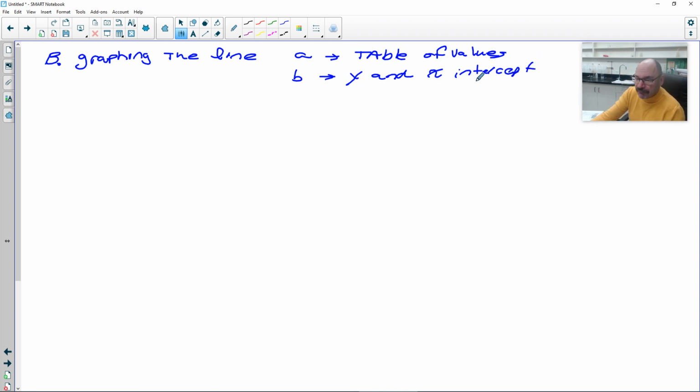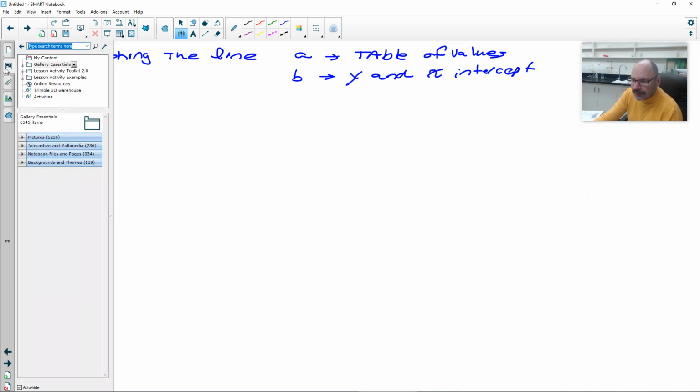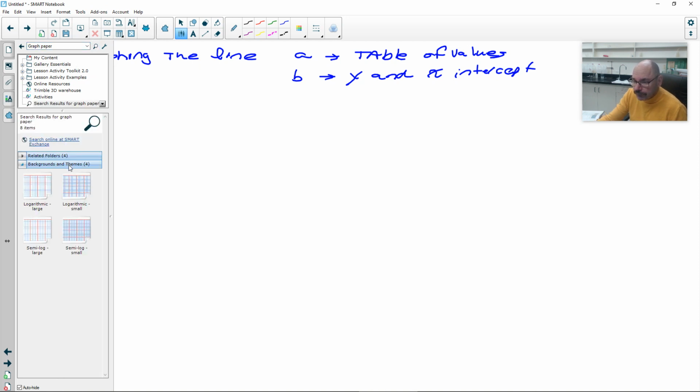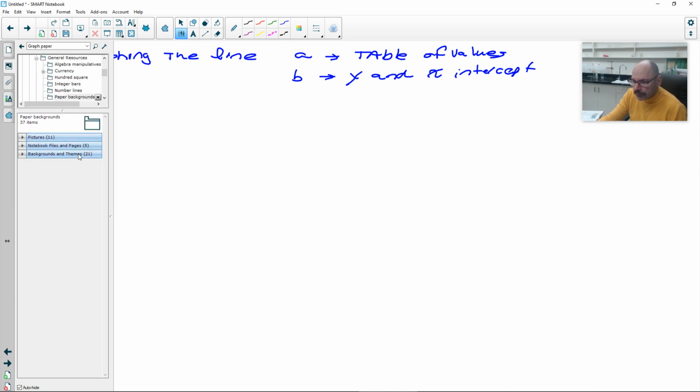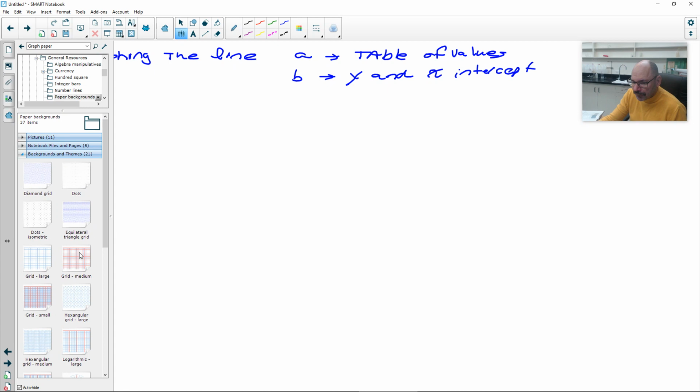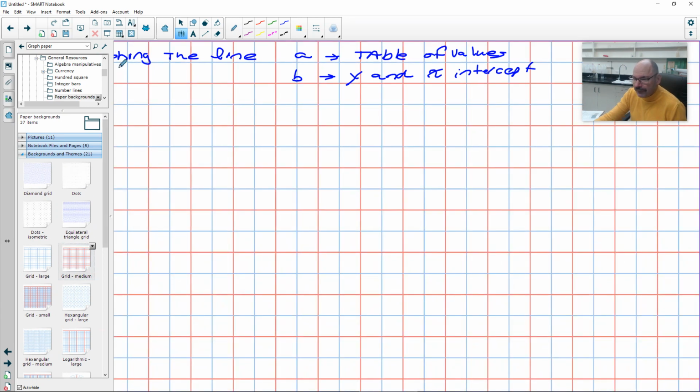So if you take some graph paper, put it out. Okay, let me pop up some graph paper here. Okay, so let's just put that in there.